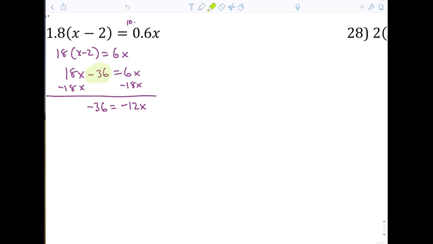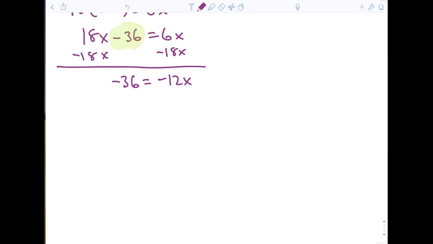So here I can just divide both sides by what? By negative 12. You always divide by the number next to the variable. So x was equal to 3 on that. All right?